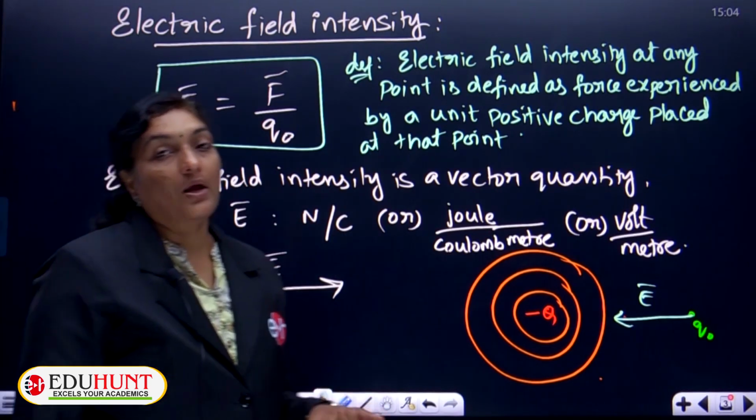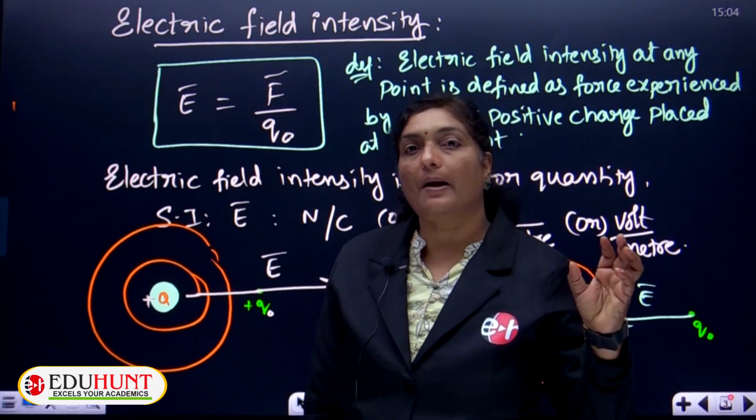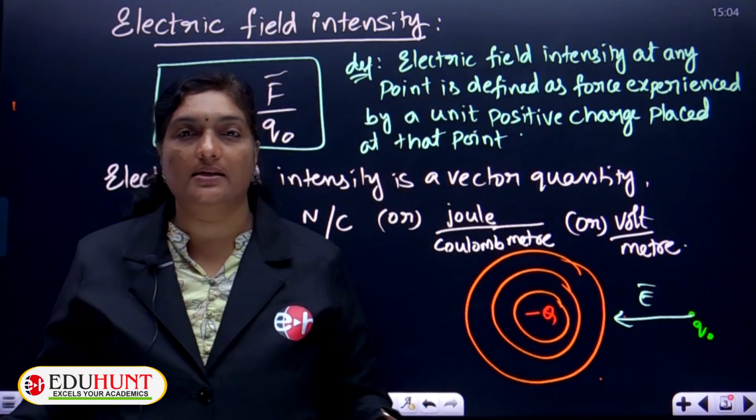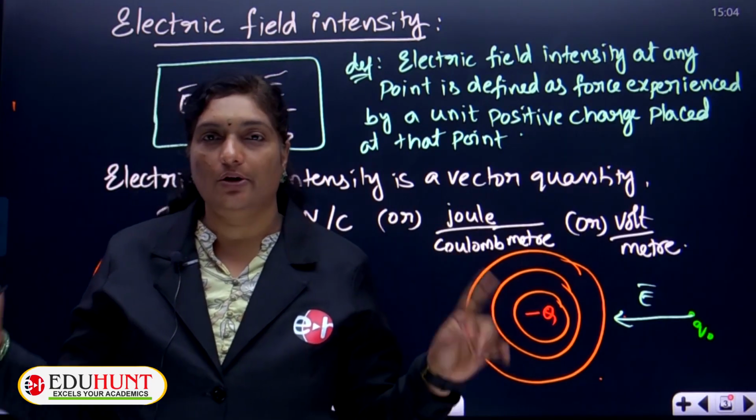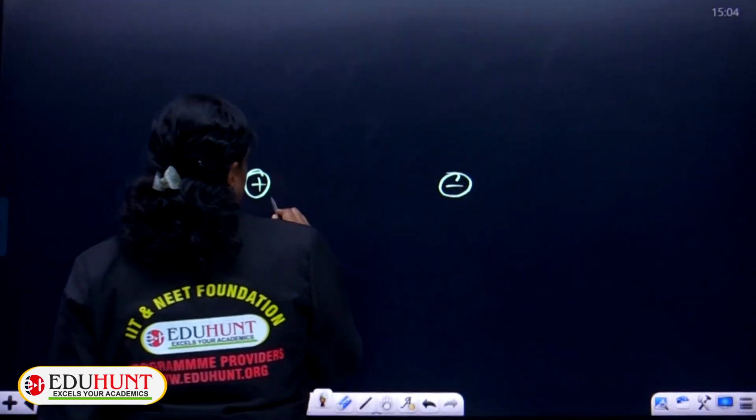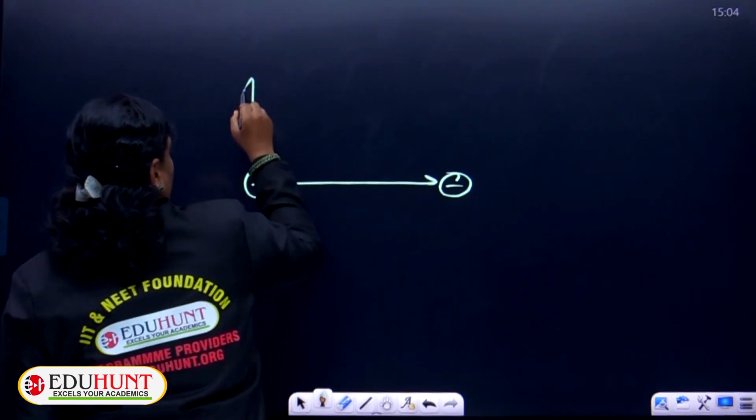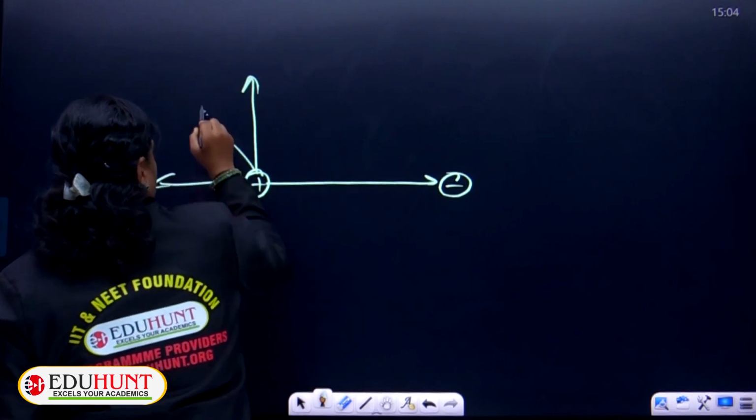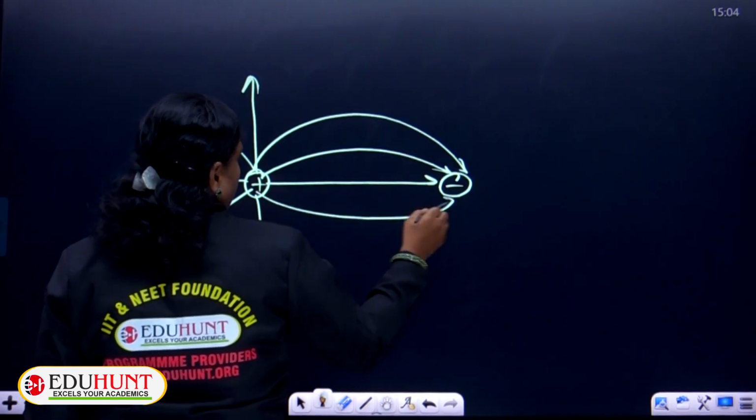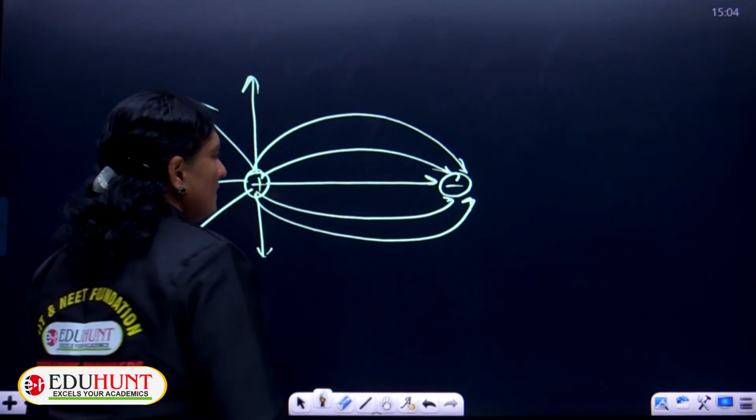Always remember, children, electric field lines never form a closed loop. They start from a positive charge and end at a negative charge. Unlike magnetic poles, they never form closed loops. So, what is a closed loop, children? We know that there is a positive charge and here a negative charge. Always the direction of electric field intensity starts from positive charges and ends at negative charges, something like this. But they won't return back.